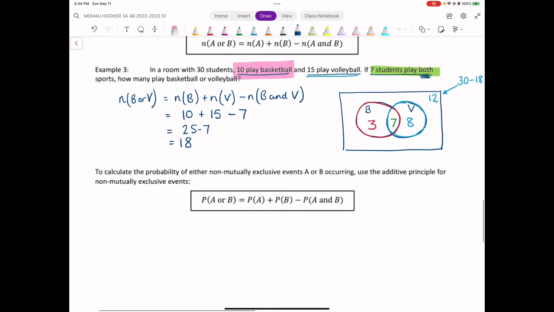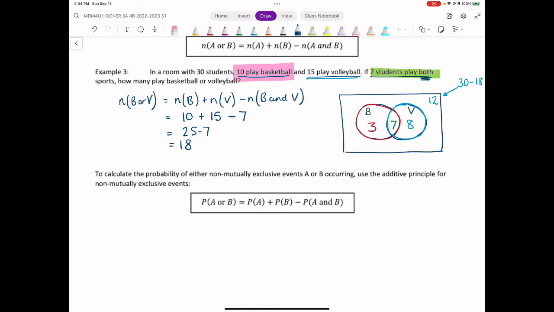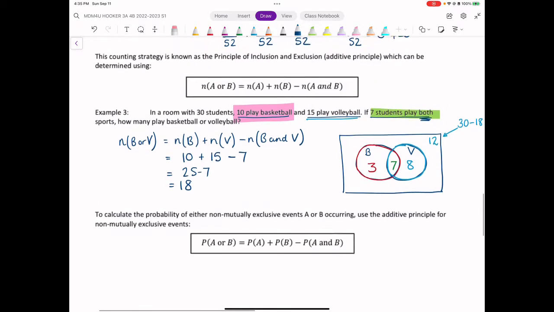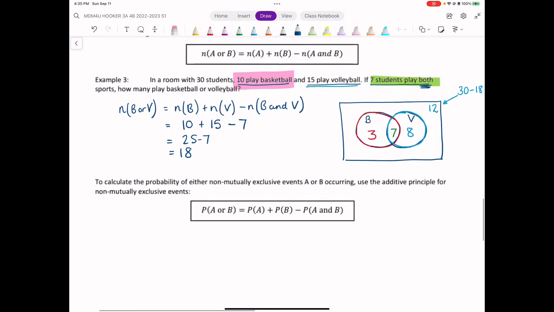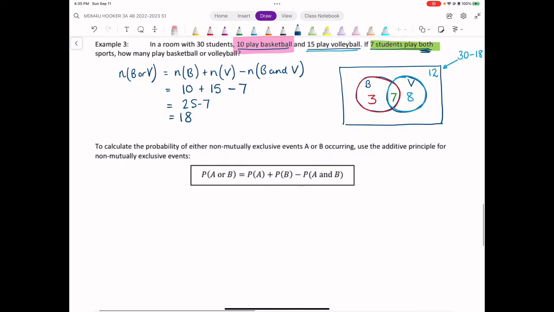Okay? To calculate the probability of either non-mutually exclusive events A or B occurring, we use the additive principle for non-mutually exclusive events. So you'll see the formulas are very similar. The probability formula is very similar to the counting formula. All right.